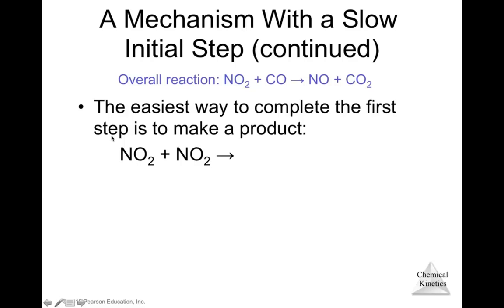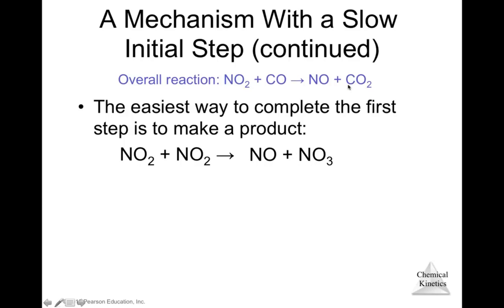There you go. One of these could give one oxygen to the other one, and this will become NO, and the other one will be NO3. So those are the products for our first step, the initial step: NO plus NO3. So here we have a step that explains how NO was made. But what happened with NO3?